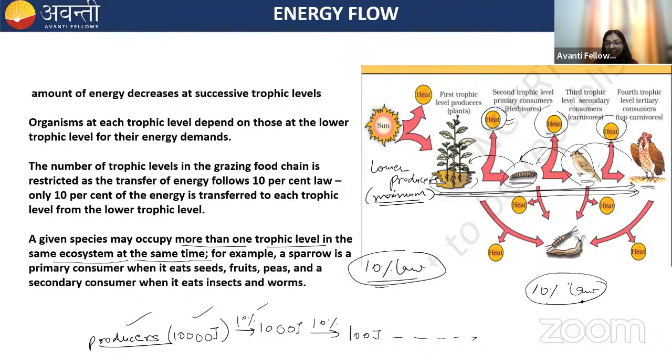This 10% law also determines the number of trophic levels in the grazing food chain, because at one point there would be no energy available to transfer to the next trophic level. So the number of trophic levels gets restricted in the grazing food chain because of this 10% law, because only some amount of the energy is transferred to the next trophic level and some amount will be lost in the form of heat.